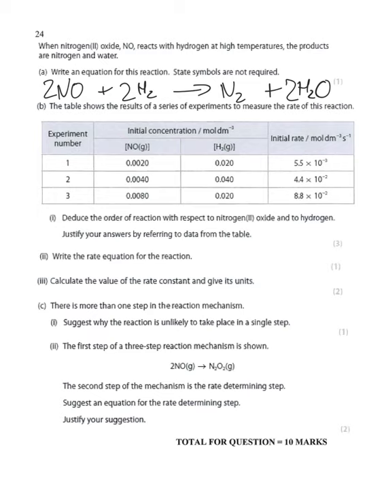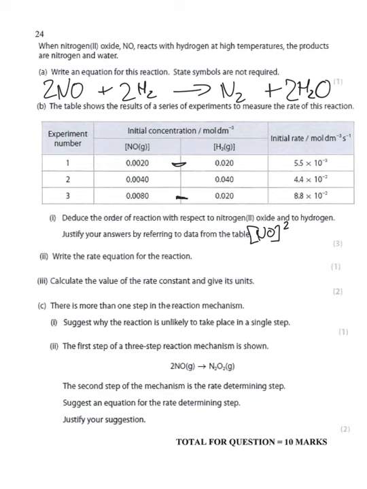So deduce the order of reaction. Well, if we compare 1 and 3, you can see what we've done there is keep the hydrogen the same and quadruple the nitrogen monoxide. At that point, the rate has gone up by 16 times. So a quadrupling has given us 16 times, which is 4 squared. So that means that the NO is going to be second order.